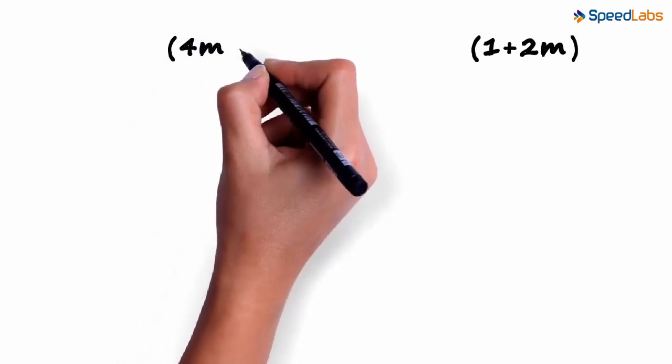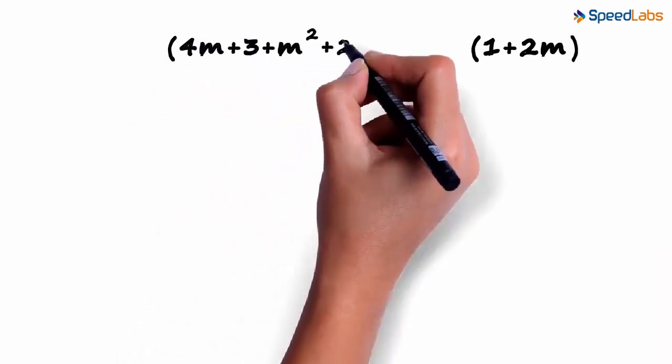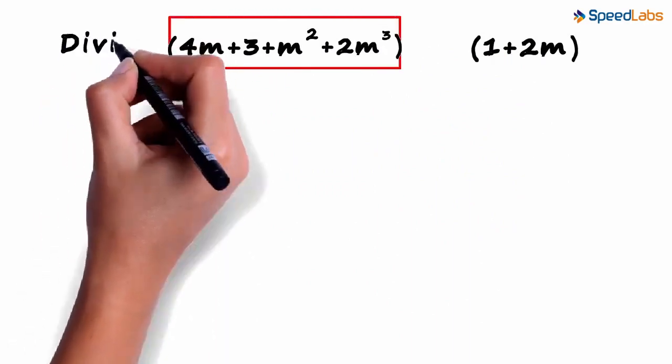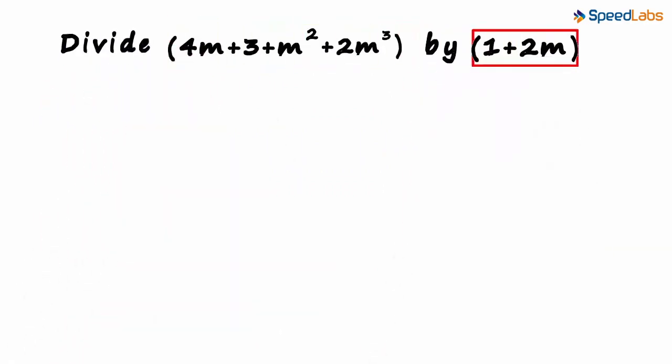Is the polynomial 1 plus 2m a factor of 4m plus 3 plus m squared plus 2m cubed? To find out, we divide this polynomial by 1 plus 2m. So we follow the method of solving for the first two steps.